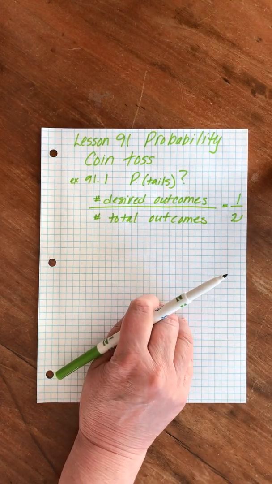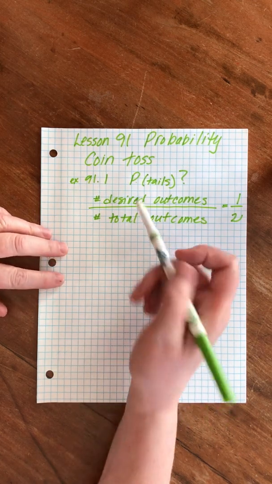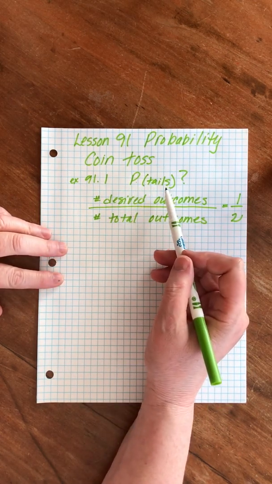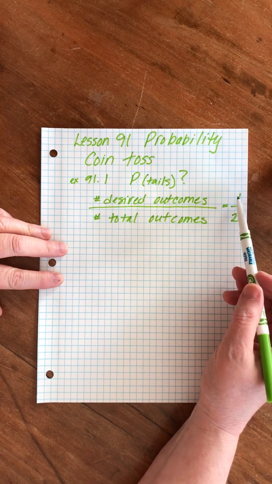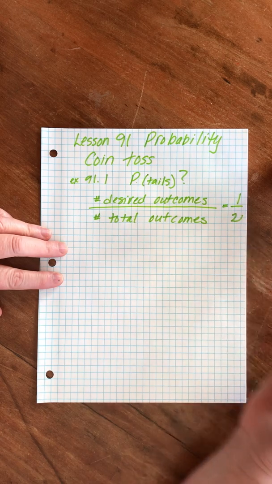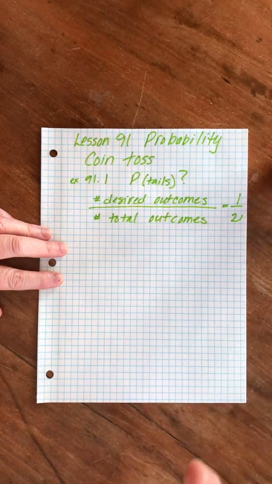Now, here's the cool thing about this. No matter how many times you toss that coin, it doesn't matter if you get 18 heads in a row. The next time you toss it, the probability of getting tails is 1 out of 2 every single time.